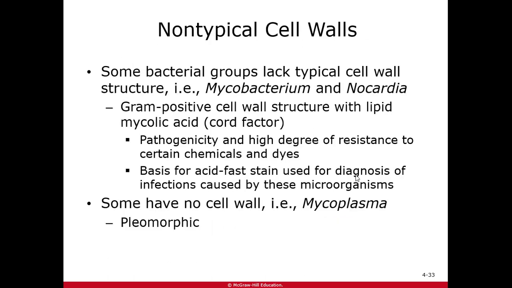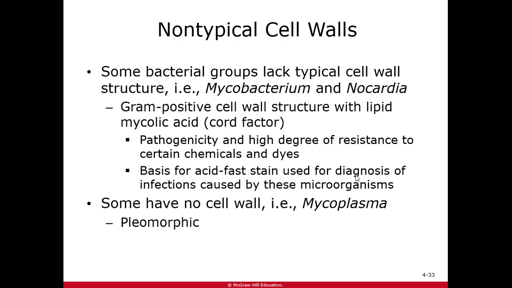Now, some non-typical cell walls. So again, we talk about gram-positive and gram-negative, but there are some non-typical. There are bacteria in the genera Mycobacterium and Nocardia that can make a cool structure. They can make something called mycolic acid in their cell walls. Now, mycolic acid is a lipid. Yes, it's an acid, but it's a lipid.